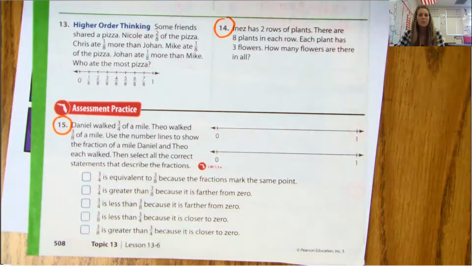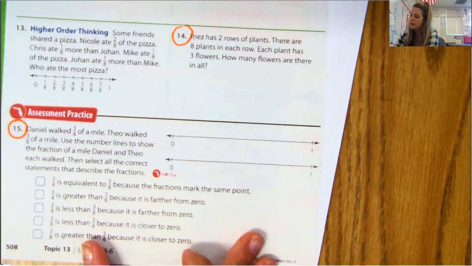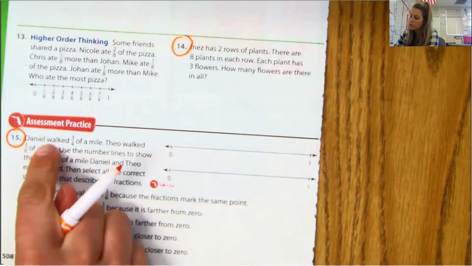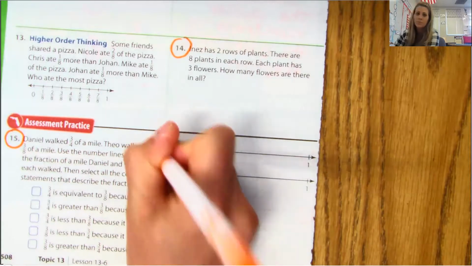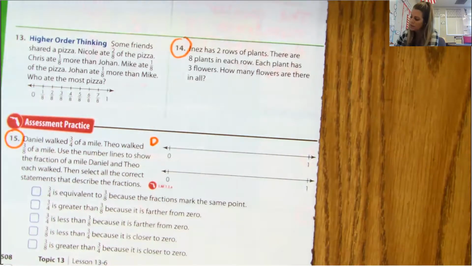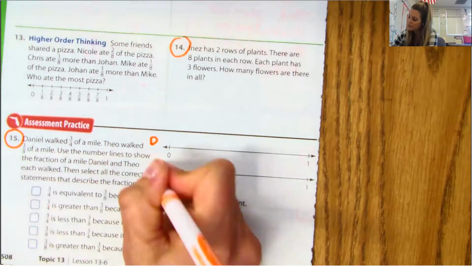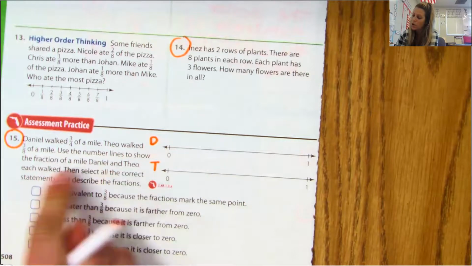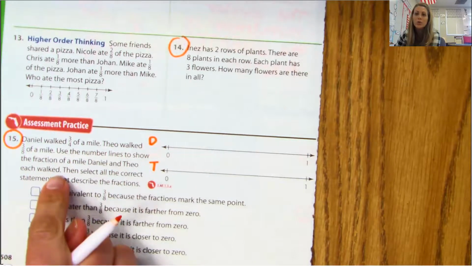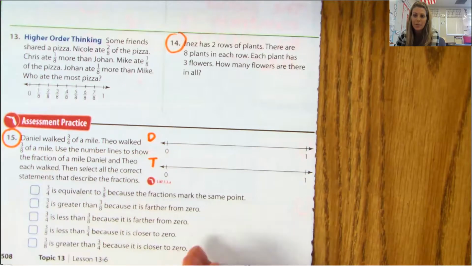I'm going to help you with number 15 real quick, but I'm going to have you plot it on your own, okay? So let's go ahead and look at number 15. Daniel walked 3/4 a mile. Okay, so we're going to make this Daniel's number line. Theo walked 3/8. Use the number line to show the fraction of miles Daniel and Theo each walked. Okay, you should remember how to make a number line with our fractions. Okay, but if you don't, I'm going to help you.